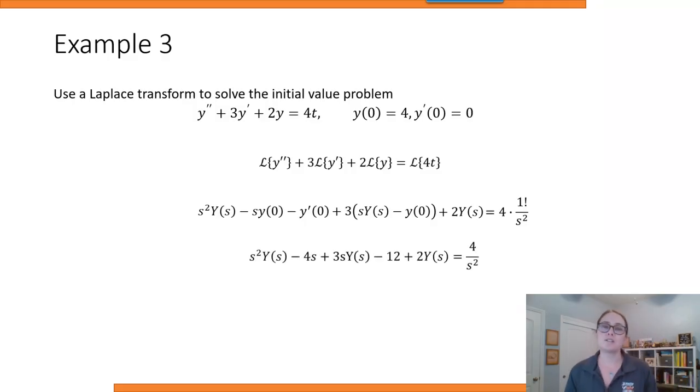So I end up with the equation s squared times y of s minus 4s plus 3s y of s minus 12. So I took the 3 times the minus 4. Plus 2y of s equals 4 over s squared.